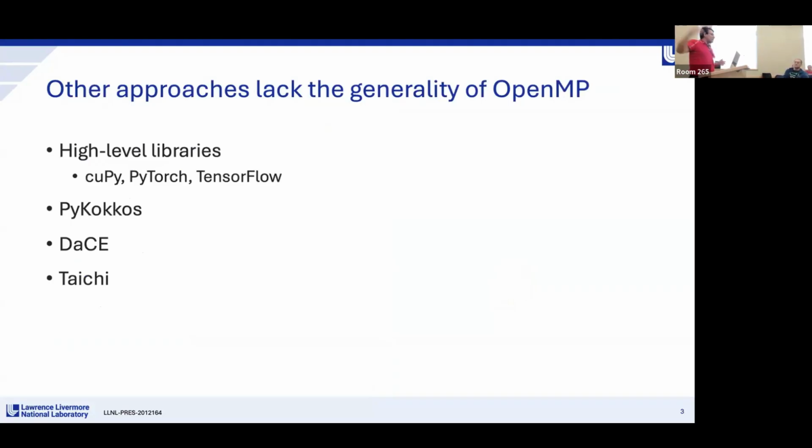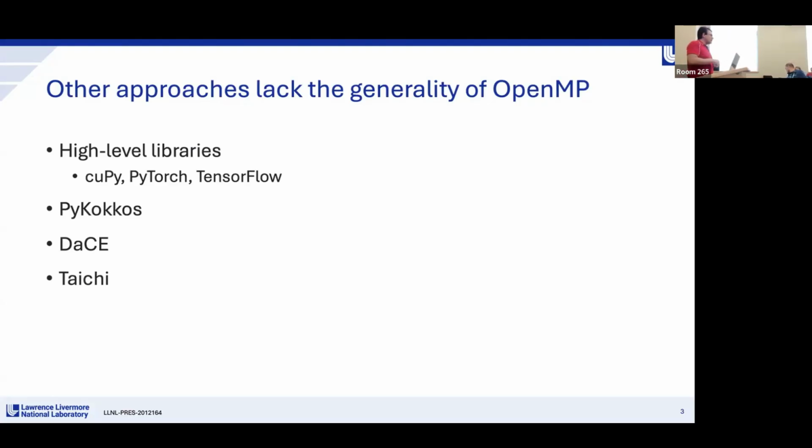So there are other approaches for doing GPU programming in Python. You can use one of the high-level libraries like CuPy, PyTorch, TensorFlow. They give you APIs for operations, element-wise operations, or linear algebra operations to run on the GPU. There's also a very nice effort to port Kokkos to Python. It supports one or two of the parallelism abstractions of Kokkos and is called PyKokkos. And then there are also data flow languages like DaCe and Taichi. You can describe your program in a data flow DSL, and they can basically execute on the GPU.